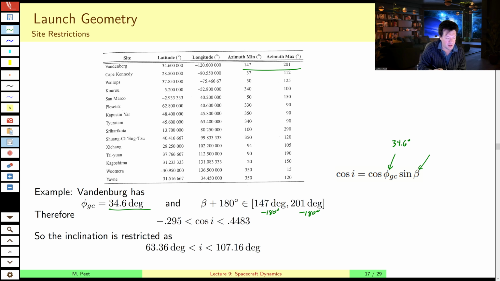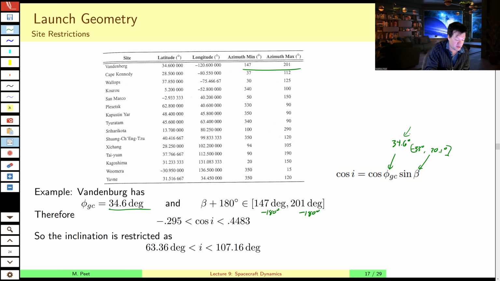Right. And then we've got both of those numbers. So this one is 20.1 degrees, from negative 33 degrees to 20.1 degrees. So you plug in those two values of beta, and we could get a range of acceptable inclinations. Obviously, your latitude isn't going to change.